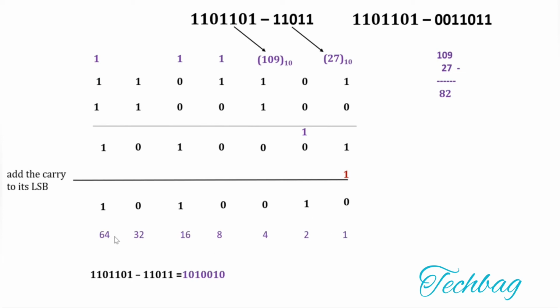10100010. Here I mentioned the weight of each position. Here 64, here 16. So 64 plus 16, 80. And here you get 1. So 80 plus 2, you get 82. Here also we get 82. The decimal equivalent of this one is 82. So we got the same result here.